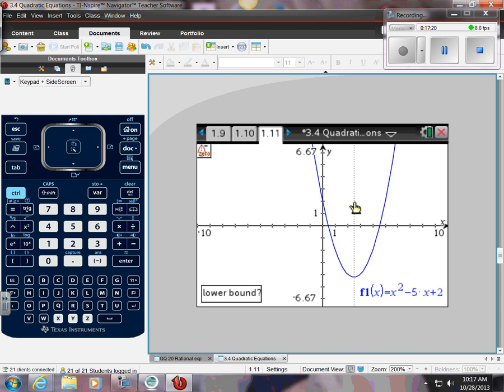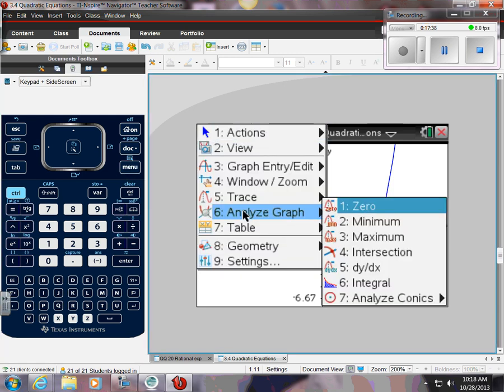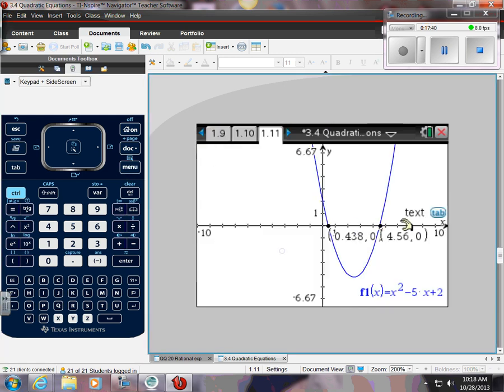It's asking for my lower bound. I'm going to go to the left of one of my roots, and then it's asking for my upper bound to the right. Now, here's the problem with this. How many did it give me? How many do I have? So I'm going to have to use the tool how many times? Twice. Okay, so yes, I can absolutely do it this way. Menu, analyze zero, and do it again. And now they're both there.